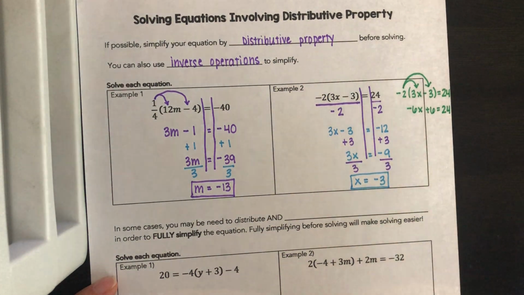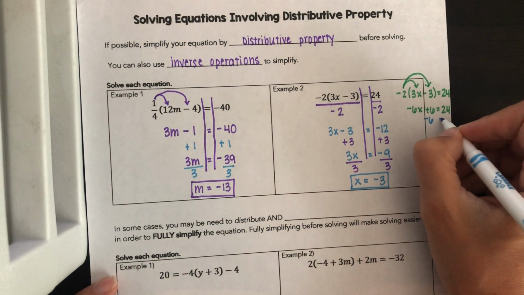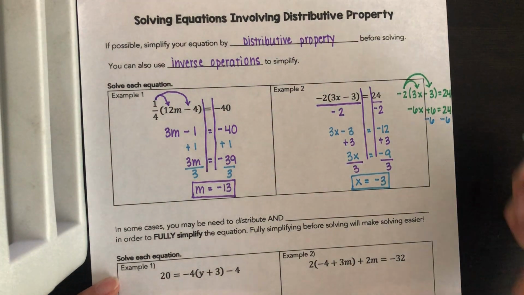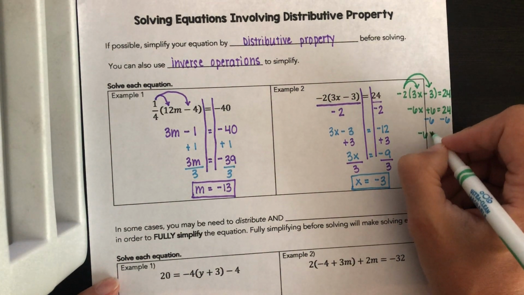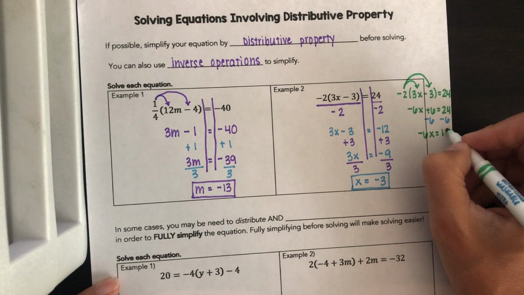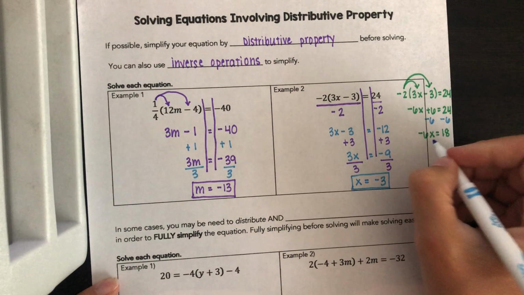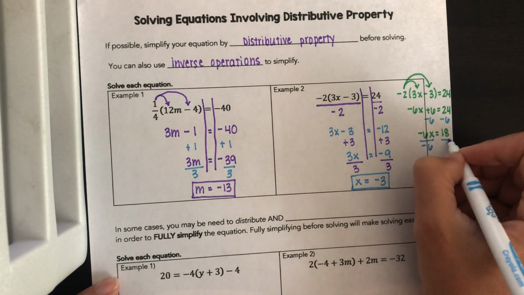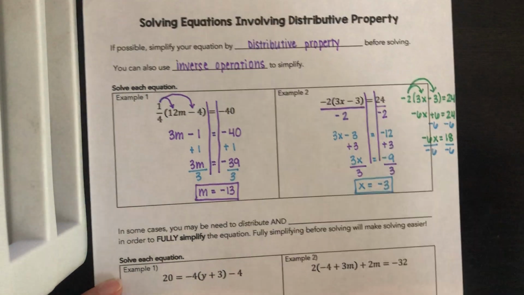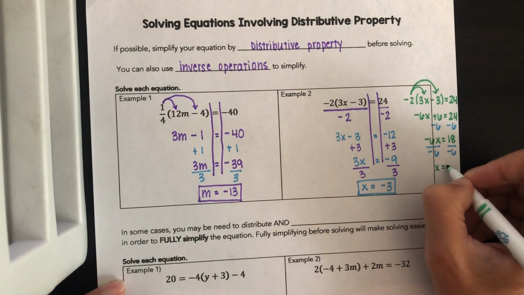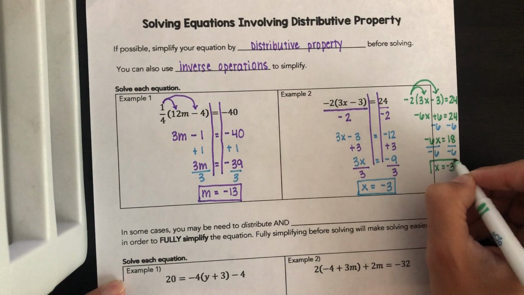And now we would go ahead and solve. We would subtract 6 from both sides. And negative 6x is equal to 18. We would divide both sides by negative 6. And x would still be equal to negative 3.